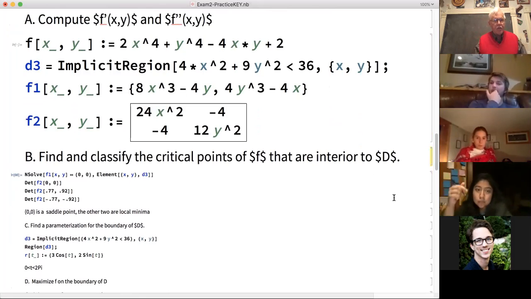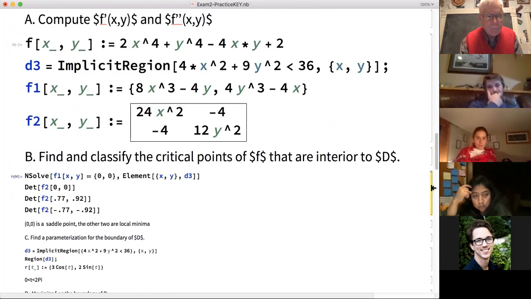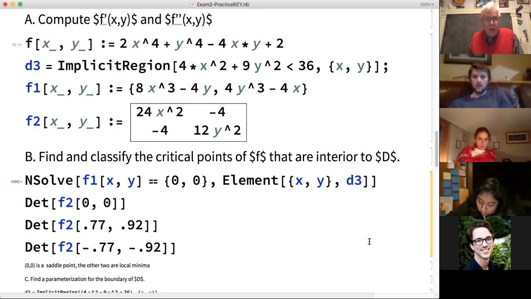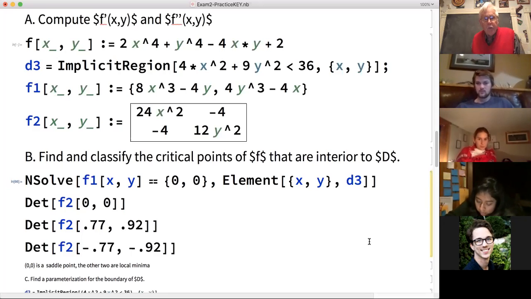And now find and classify the critical points. So let's take a look at that. So here I'm going to solve for the critical points by taking the derivative, setting it equal to 0, and solving. And I'm only going to look for the solutions that are in D3. So I used a little Mathematica code to solve. Actually, you can solve these by hand. They're not impossible to solve by hand. But it's easy enough to do this.